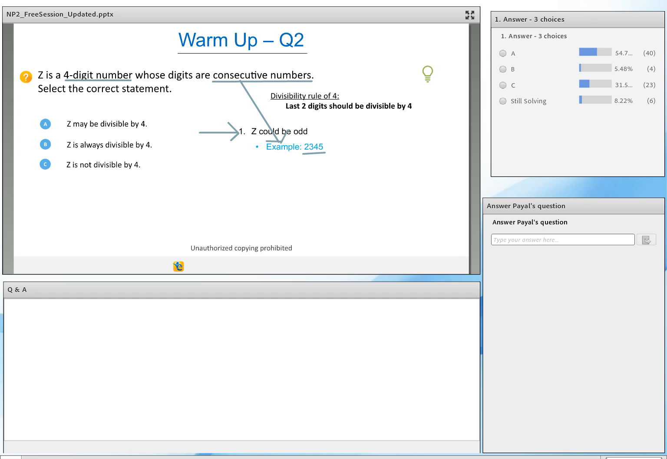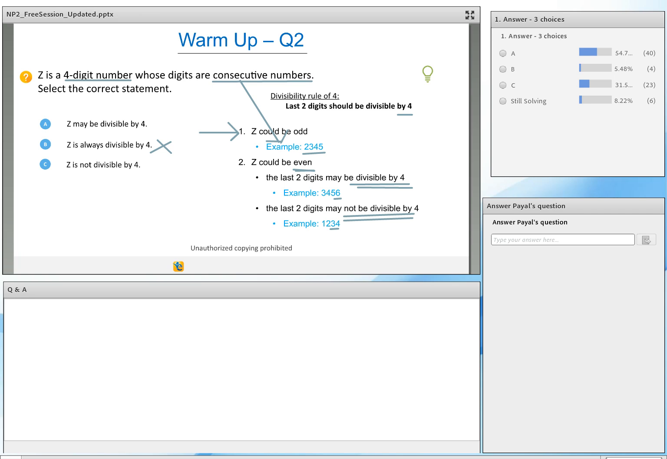when Z is odd, which means that this number will not be divisible by 4. So I have one case in which Z is not divisible by 4. So definitely choice B goes out the window. Now I know that Z could be even as well. Now there are two cases. This is where I have to apply my conceptual understanding to know that not all even numbers are divisible by 4. So here the last two digits may be divisible by 4, for example 56, or the last two digits may not be divisible by 4, for example 34. So I need to come up with these combinations of consecutive numbers that are either divisible by 4 or not divisible by 4, but that are even. Which means that I do have cases in which Z is divisible by 4, and I do have cases in which Z is not divisible by 4 when Z is even, which means that the correct answer is choice A.